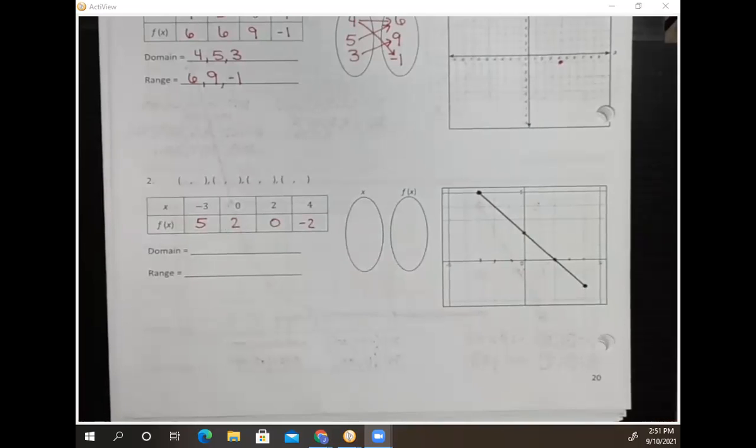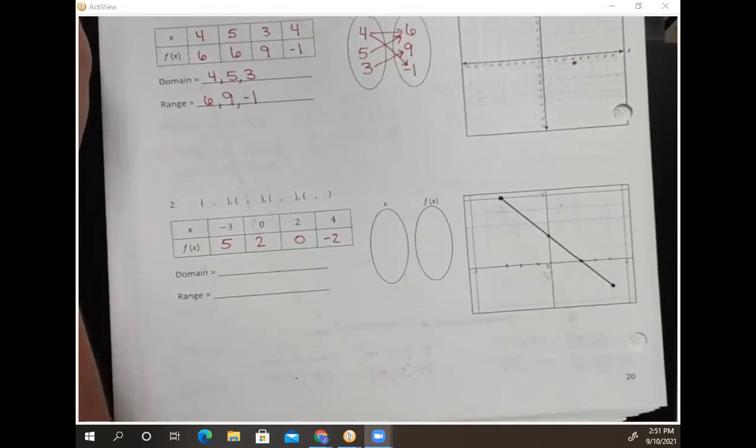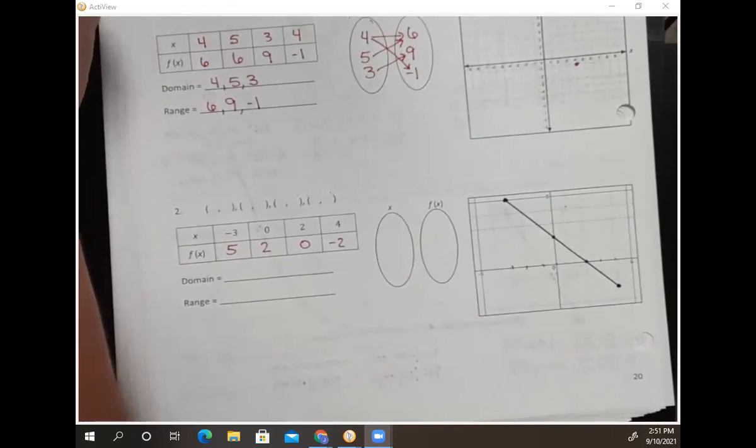I would like you now to fill in the ordered pairs. Tell me a couple of, it looks like we have space for 4 points. Tell me 4 points that are on this graph, and then give me that input-output map. Fill in your ordered pairs and your input-output map.